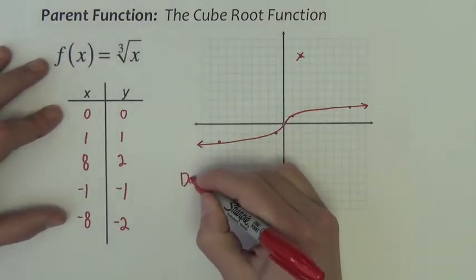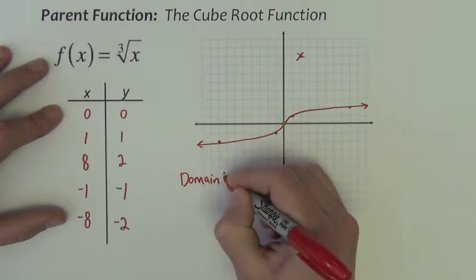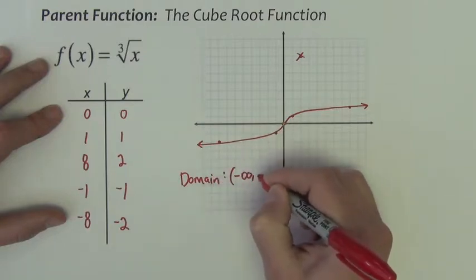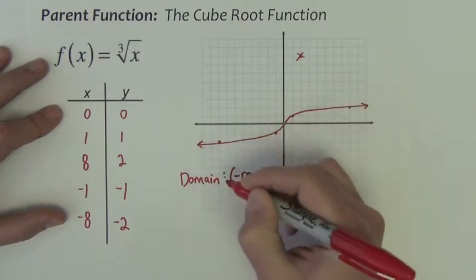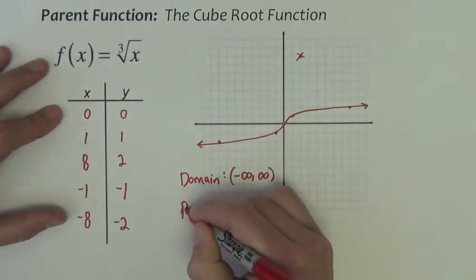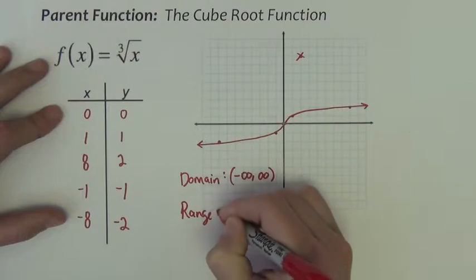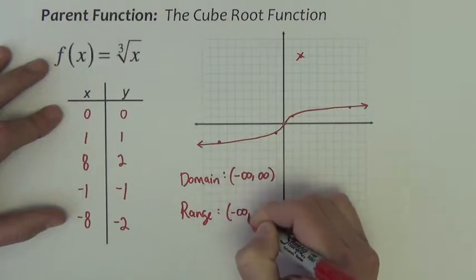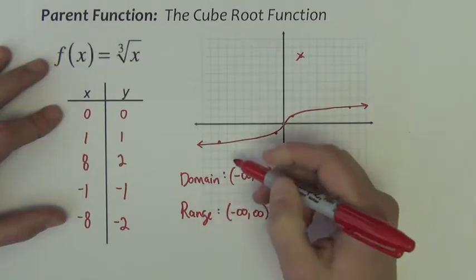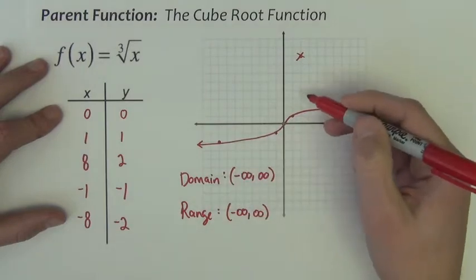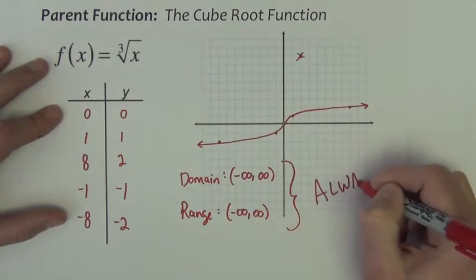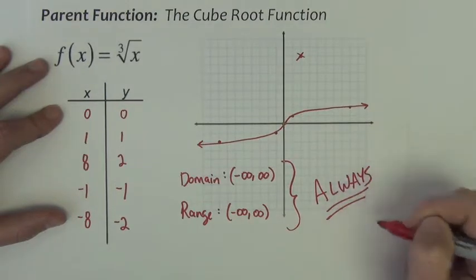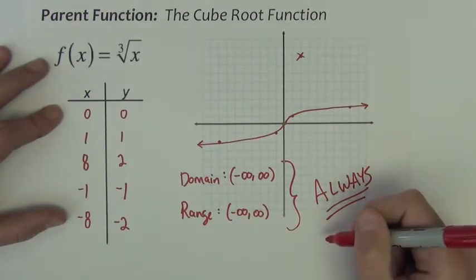The domain of this function is negative infinity to positive infinity. It goes left and right forever without exception. The range of this function is also negative infinity to positive infinity. It goes down forever, goes up forever. This will always be the domain and range for a cube root function.